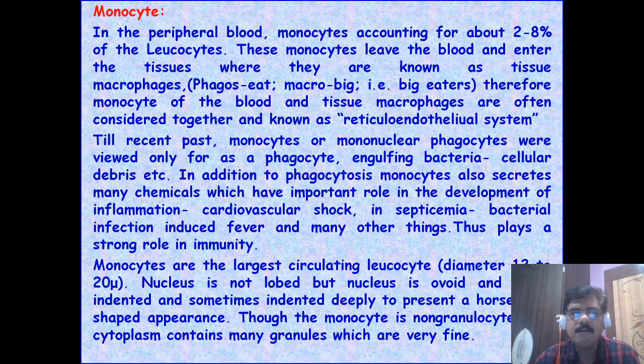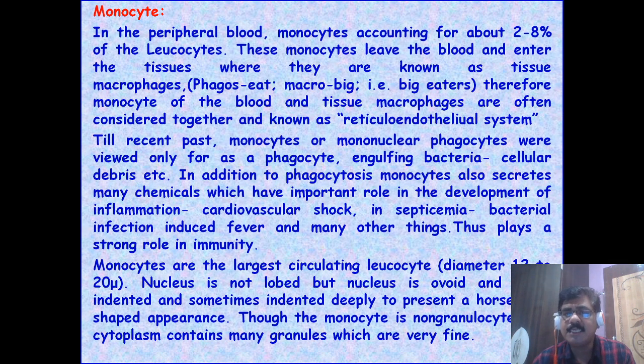Next the agranulocyte, that is a monocyte. The monocyte accounts for only 2 to 8% of leukocytes, and these leave the blood and enter the tissue where they are known as macrophages. Macro means big and phagos means eat, that is, the big eater. Therefore, the monocytes of the blood and tissue macrophages are often considered together, known as the reticuloendothelial system.